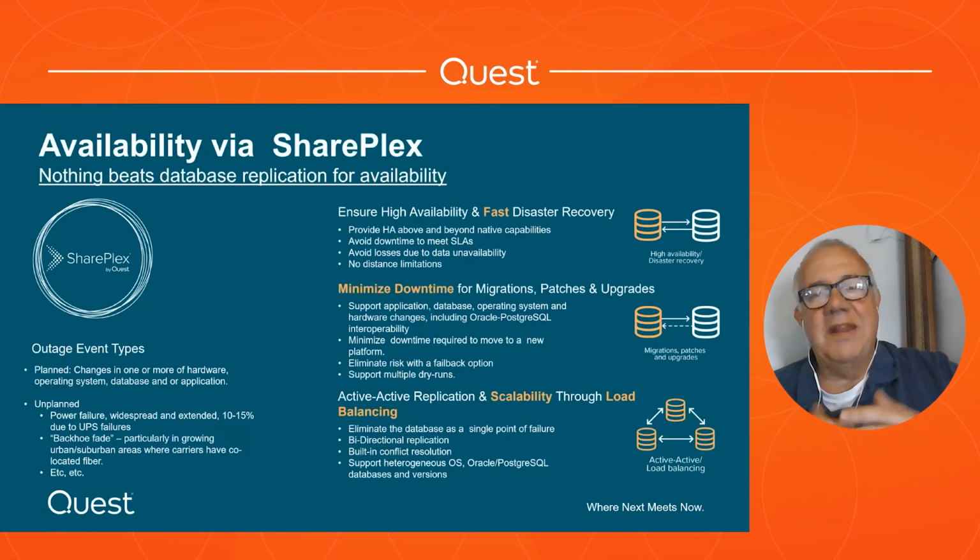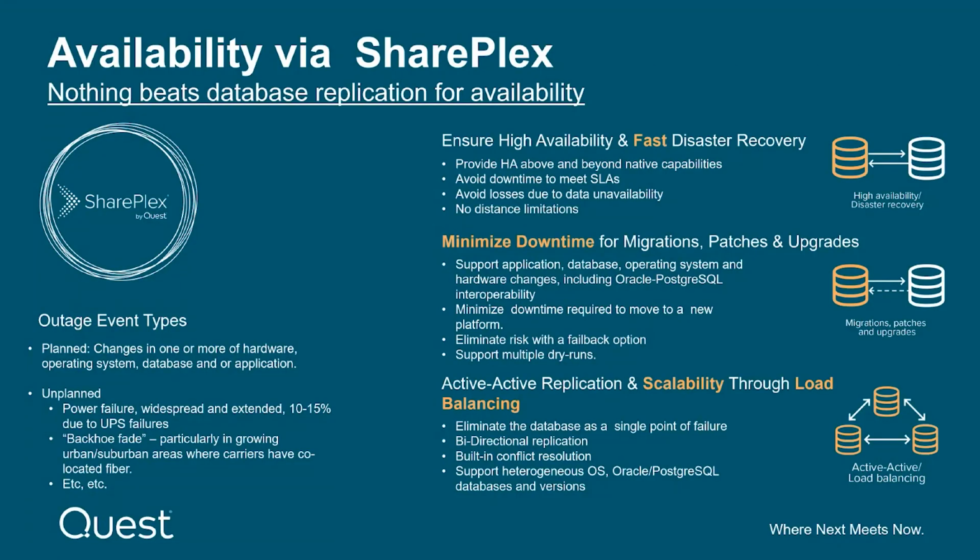So, availability via SharePlex. Imagine, there's really two types of outages. One of them is a planned event. And this is where you're doing maintenance on possibly your hardware, the operating system, database, or even the application itself. This is known about ahead of time. Or you may have unplanned events. It could be a power failure, which is widespread and extended.